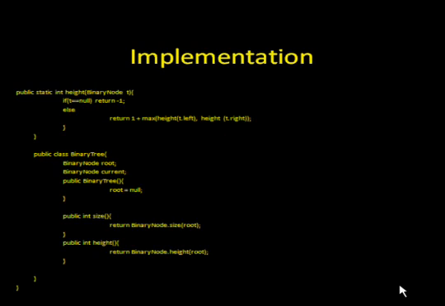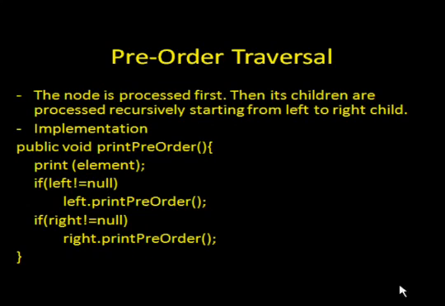Okay, when you are making a tree, there are different ways of traversing the tree. That is, to search the tree or to output the tree, or to find each element in the tree. The first one we're going to talk about is pre-order traversal.